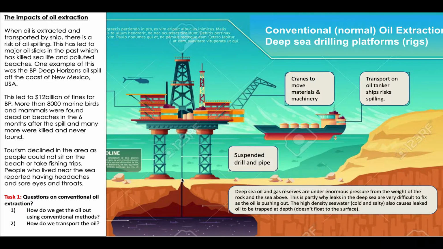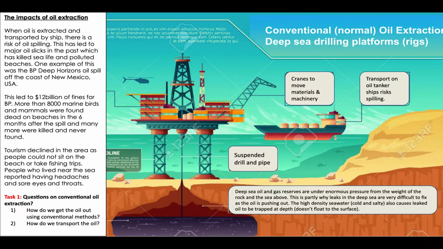And this is what happened with the Deepwater Horizon issue, where there was a leak at the base of the pipe, and the oil started leaking out both into the deep ocean and also on the surface of the ocean. And this really is devastating for the environment.